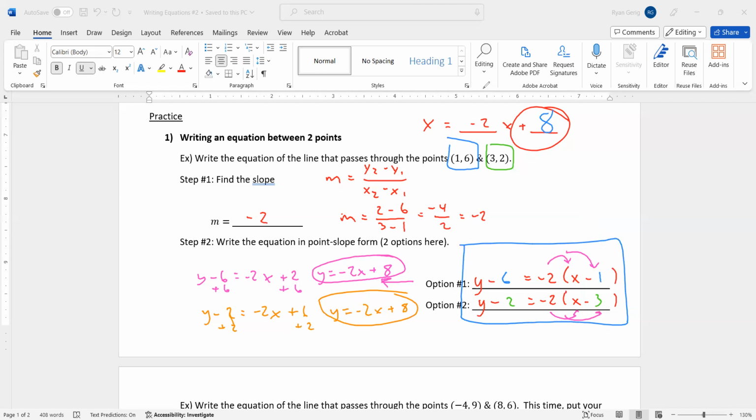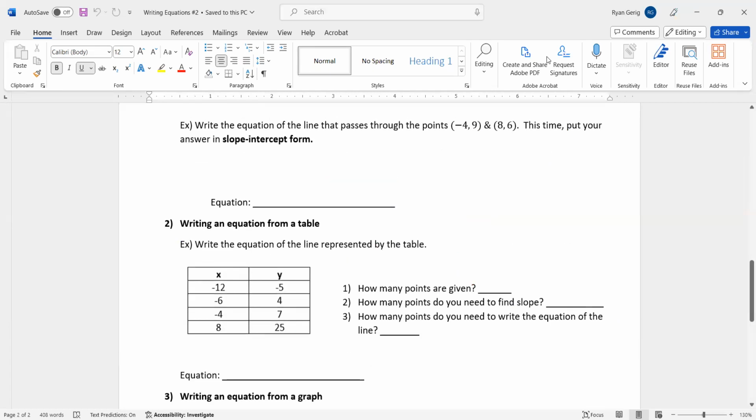Okay. Let's go to the back. I know that's a lot. Let's go ahead and do these a little more quickly, I guess. So write the equation of the line that passes through the points, -4, 9, and 8, 6. This time, put your answer in slope-intercept form. So I do want slope-intercept form as your final answer. So that's y equals something x plus b. All right, so we got to figure those out.